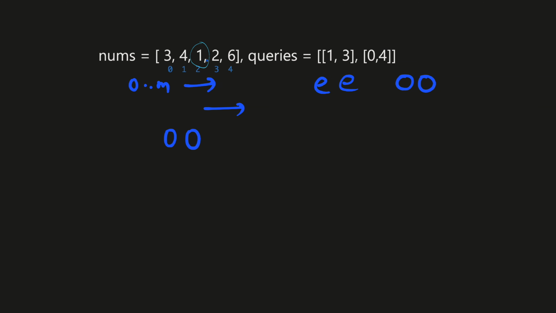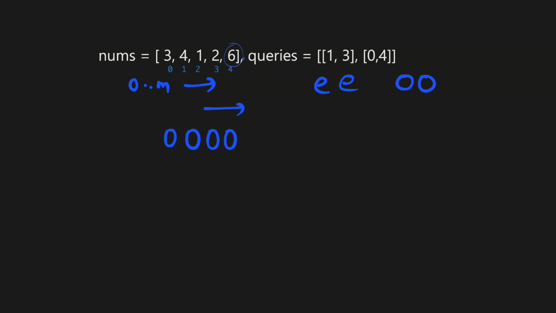Then the next element is 1, which is odd, and the previous element 4 was even, so parity again changes. So the prefix count value says 0 again. Then the next element is 2, which is even, and the previous element 1 was odd, so parity again changes, so the value stays 0.